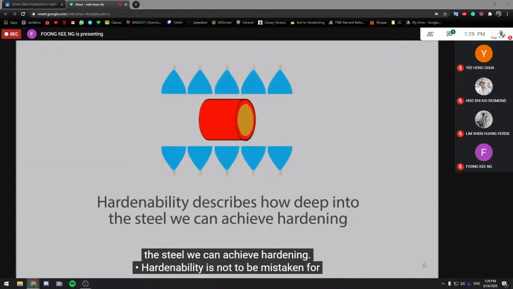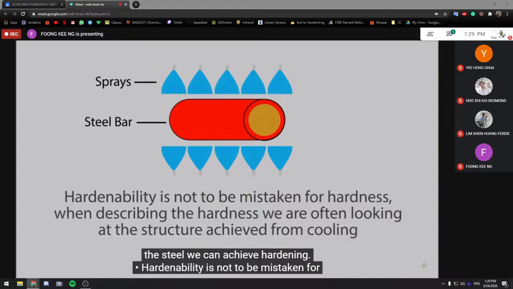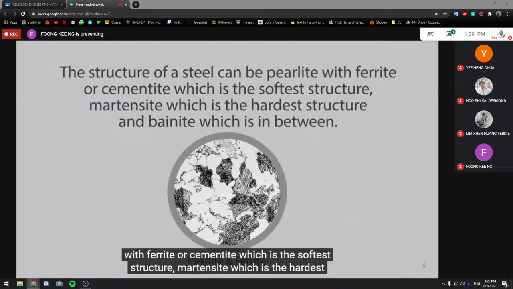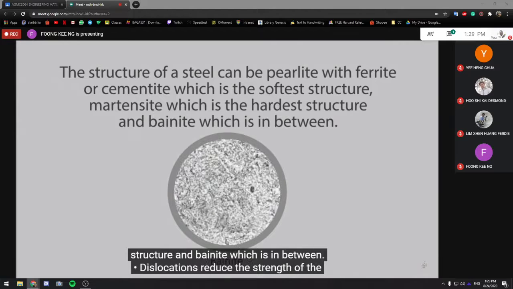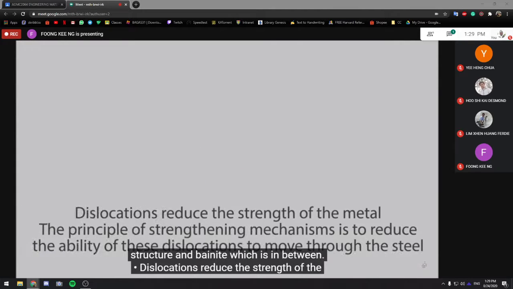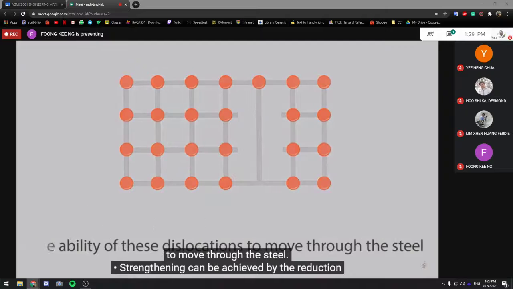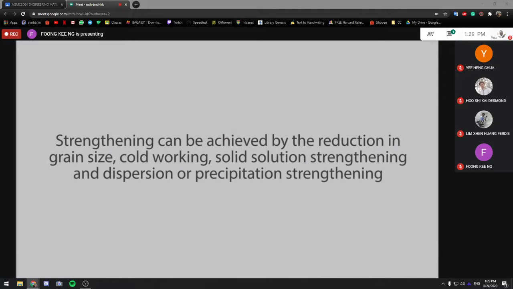Hardenability describes how deep into the steel we can achieve hardening. Hardenability is not to be mistaken for hardness. When describing the hardness, we are often looking at the structure achieved from cooling. The structure of a steel can be pearlite with ferrite or cementite, which is the softer structure, martensite, which is the harder structure, and bainite, which is in between. Dislocations reduce the strength of the metal. The principle of strengthening mechanisms is to reduce the ability of these dislocations to move through the steel. Strengthening can be achieved by the reduction in grain size, cold working, solid solution strengthening, and dispersion or precipitation strengthening.